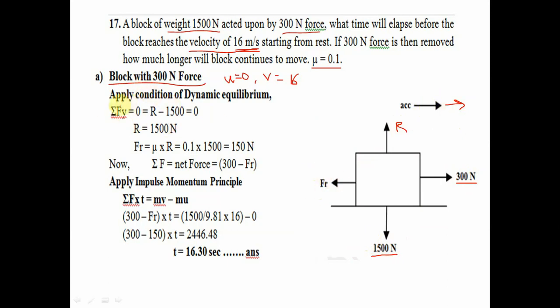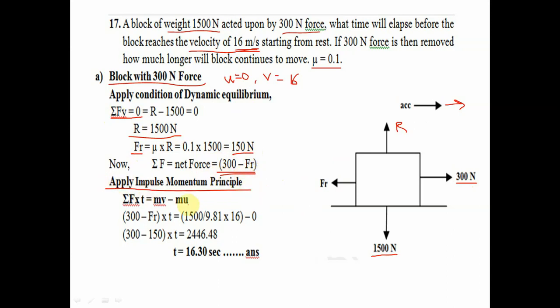So first, as usual, apply the condition of dynamic equilibrium. From summation Fy is equal to 0, we have to calculate the reaction R, and from the reaction we have to calculate the frictional force. So we get the frictional force 150 Newton. Now the net force in the direction of acceleration is 300 minus Fr.